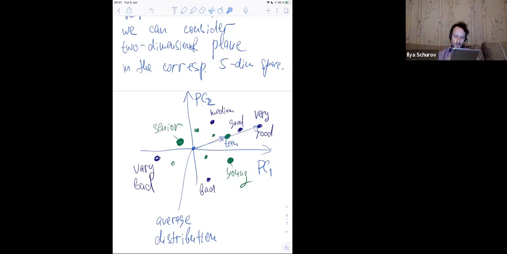Also, I have to say that if the distance from our point to the origin is very small, then it means that this point is very close to just an average. So, for example, if we have some age group which lies here, then it means that the distribution of people according to their health status in this age group is more or less the same as in the population on average. And it means that it doesn't give you much information about some associations between this age category and these health categories. So you can interpret this picture when you have a large distance from these points to the origin.